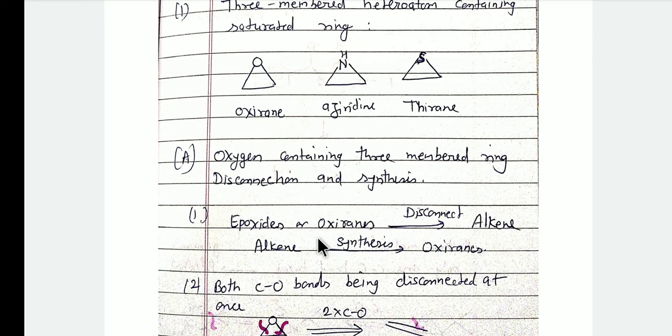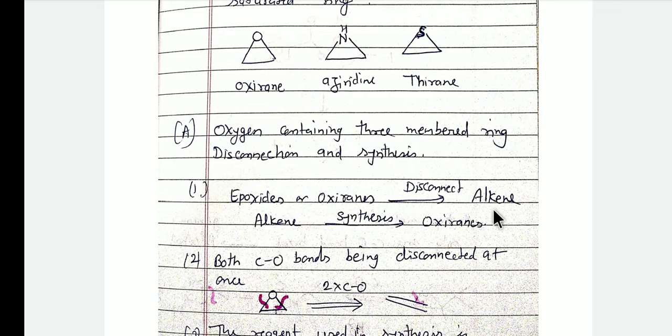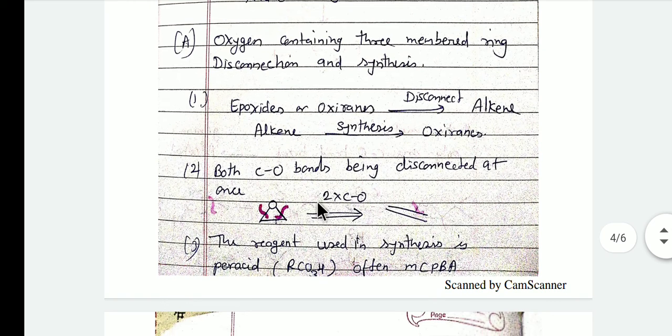When we disconnect oxirane or epoxide, the alkene is formed. So the alkene is the starting material for the formation of the epoxide or oxirane. So when we carry out the synthesis of oxirane, the alkene is taken as a starting material. Now here we illustrate the disconnection of oxirane.